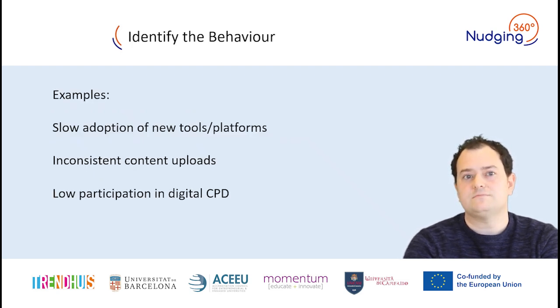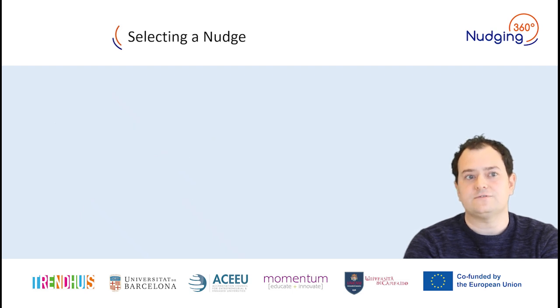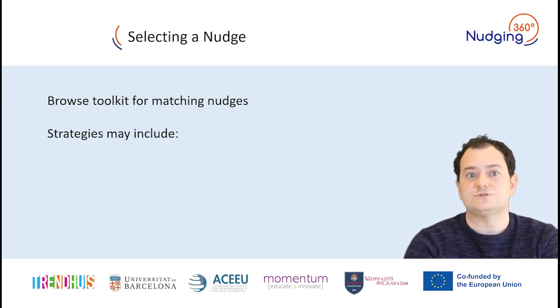Choose one behavior that, if improved, would make a clear difference. Then browse the toolkit to find a nudge that addresses that issue, whether it's through feedback, visibility, timing, or social motivation.